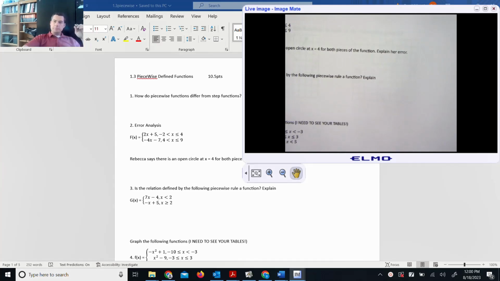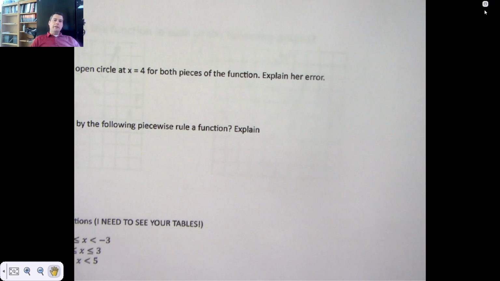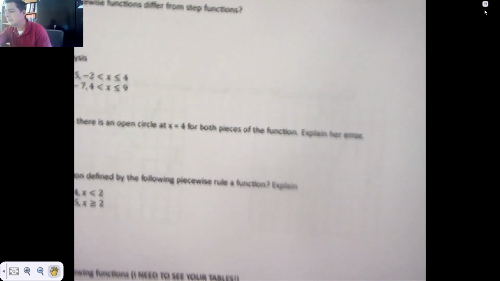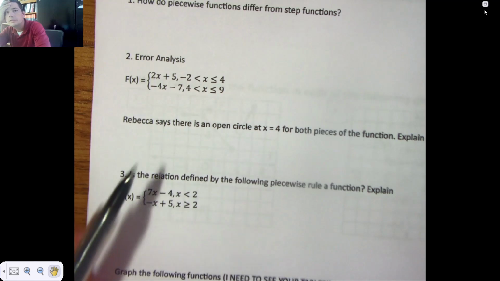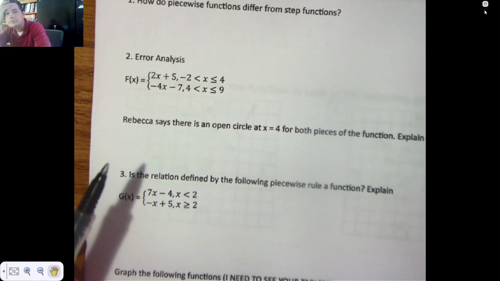Piecewise functions, because man, kids love piecewise functions. Heck, they barely understand functions. Now there's pieces of functions. All right, so let us get started. What should we do first here?